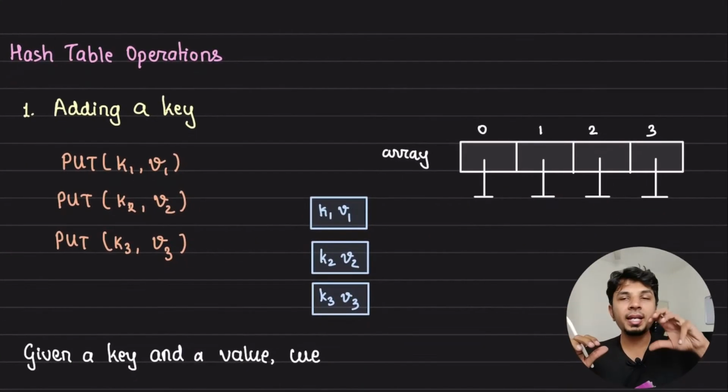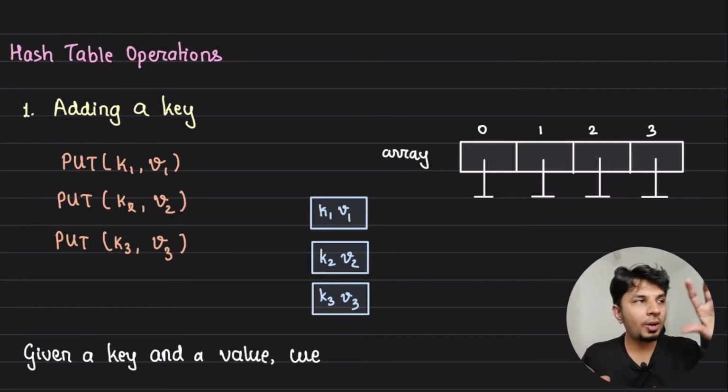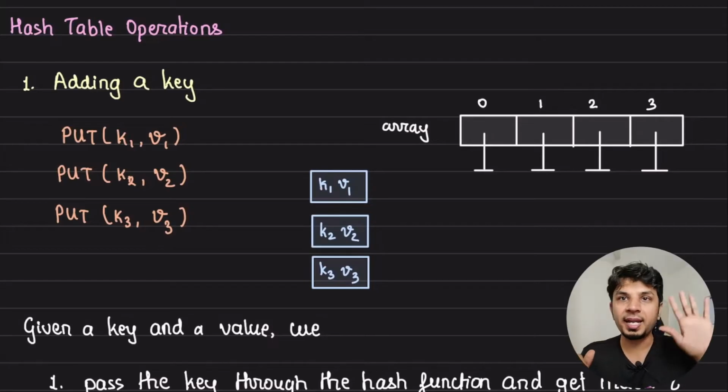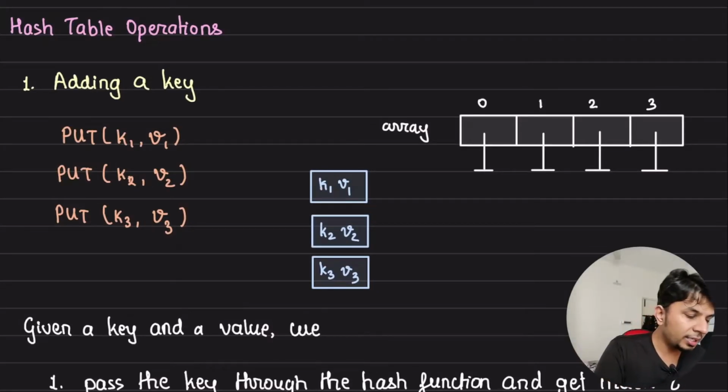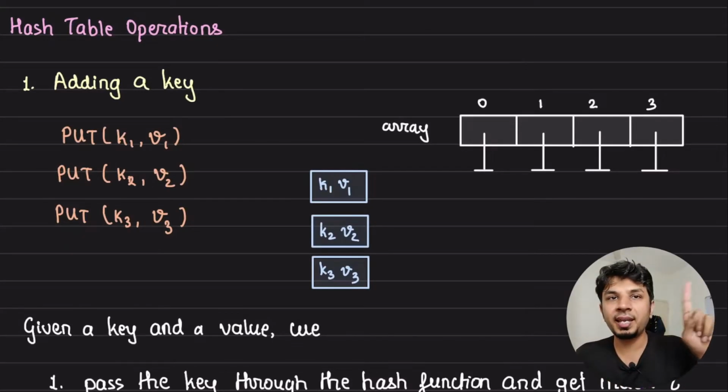So now let's see, with this concept in place, how hash table operations pan out. Let's start with the basic operation, adding a key. So adding a key to the linked list, let's say we have three keys, K1, K2, K3. And what do we have?